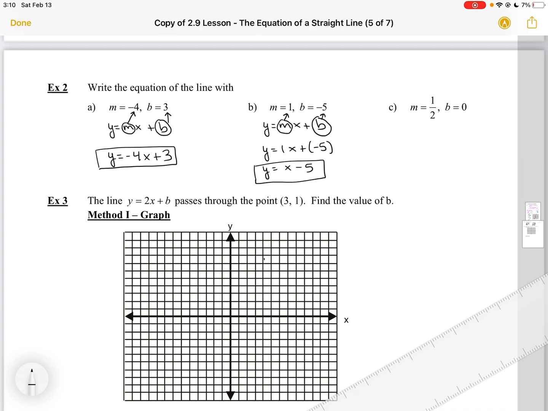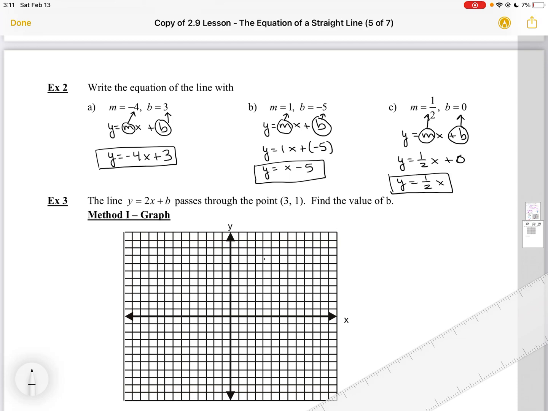The last one, now I've got a fraction for m. That's fine. I'm still going to end up doing the same thing. So I'm going to replace m with my given value, and I'm going to replace b with my given value. Now what I notice here is that b is 0. I don't really have to write that down. So the simplest form of my equation is y equals 1/2 x.